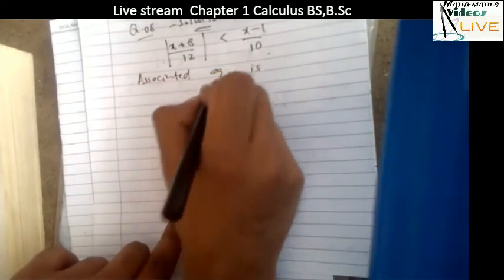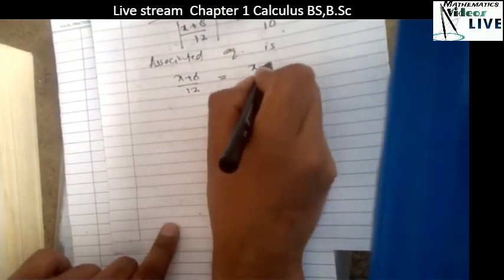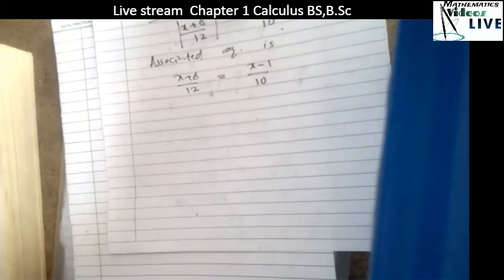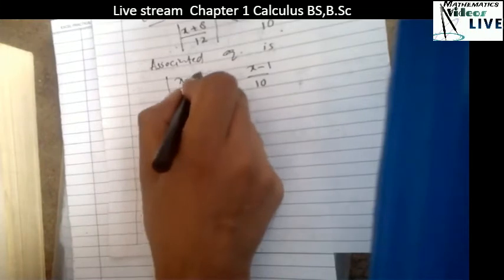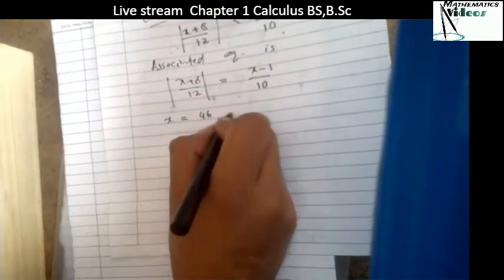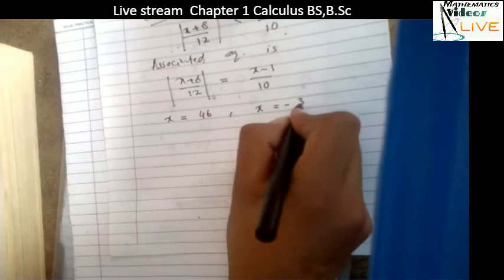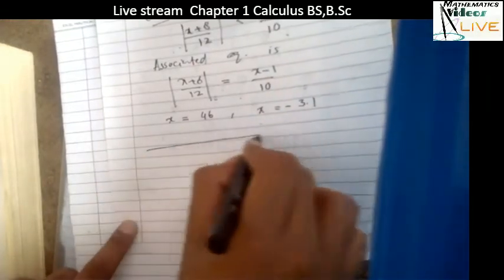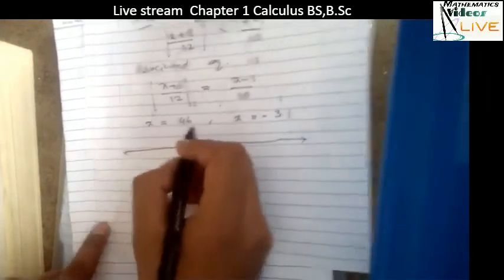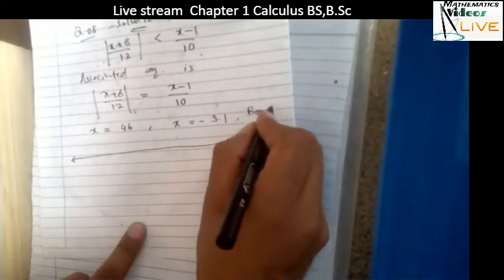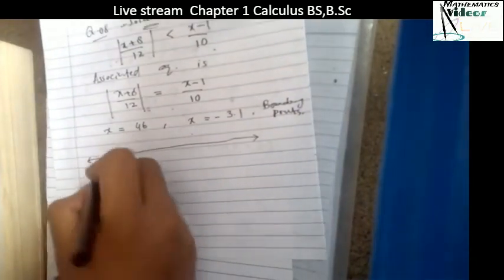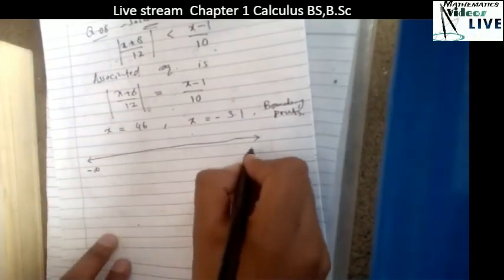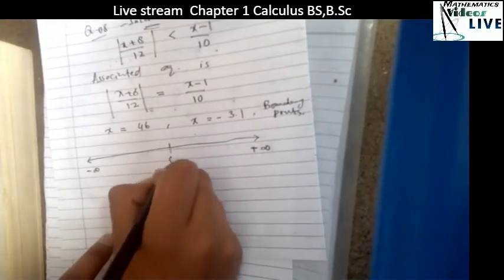Question number 8. You have to solve the inequality: absolute value of x plus 8 divided by 12 is less than x minus 1 whole divided by 10. Associated equation, which is associated to this inequality. Associated equation is absolute value of x plus 8 divided by 12 is equal to x minus 1 whole divided by 10.